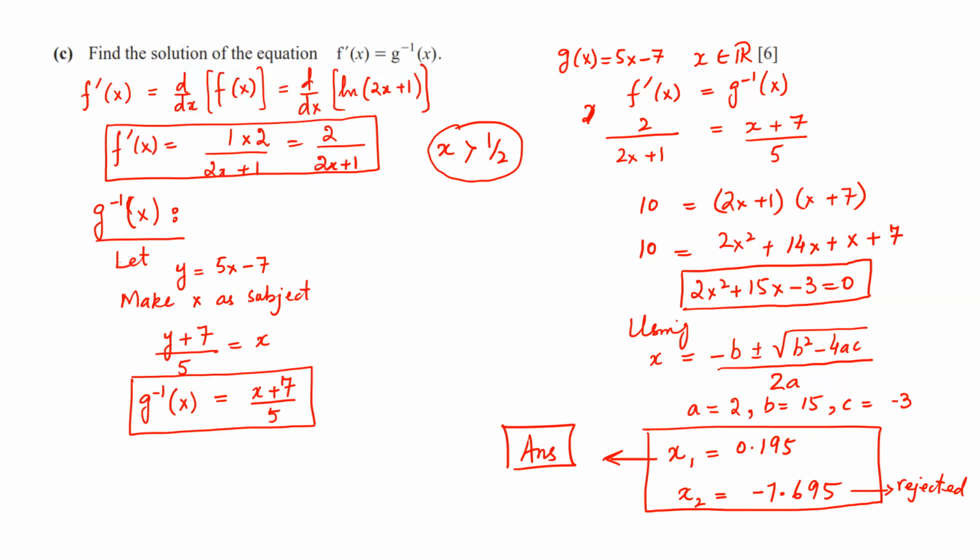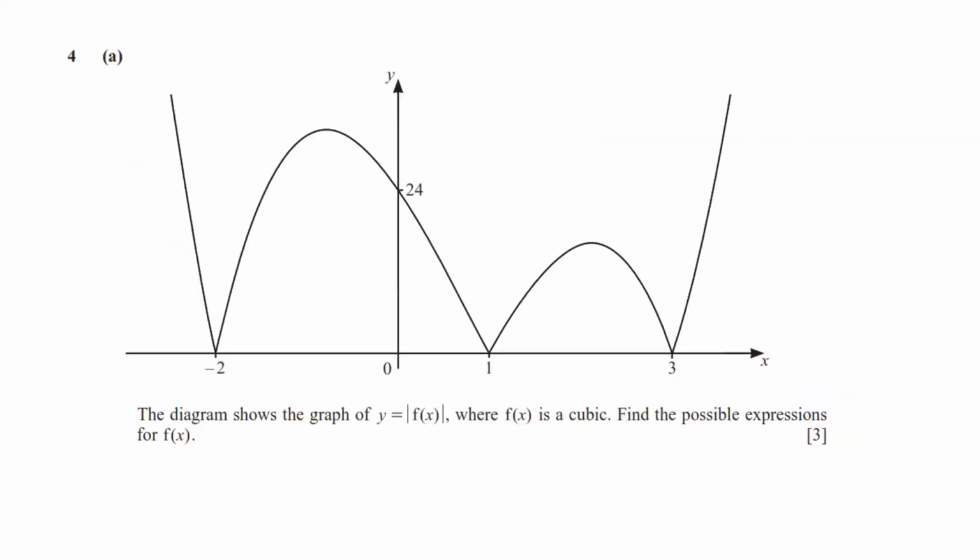So moving ahead, question number 4. It says that the diagram shows the graph of y equals modulus of f of x, where f of x is a cubic function. Find the possible expressions of f of x. So f of x is equal to y, and we see that on the x-axis we have solutions: x equals 1, x equals 3, and x equals minus 2.